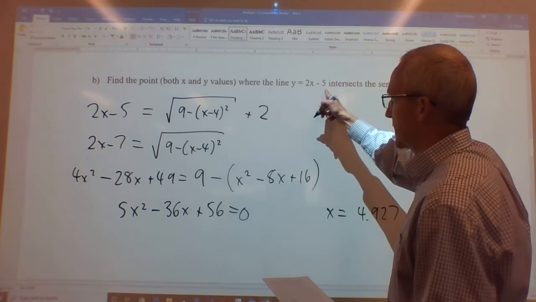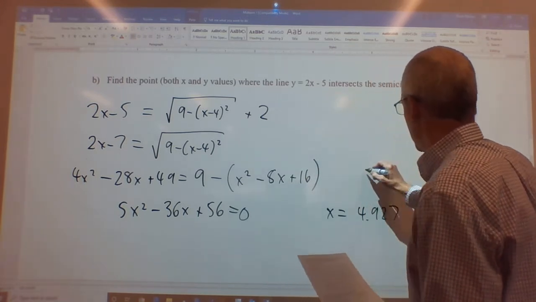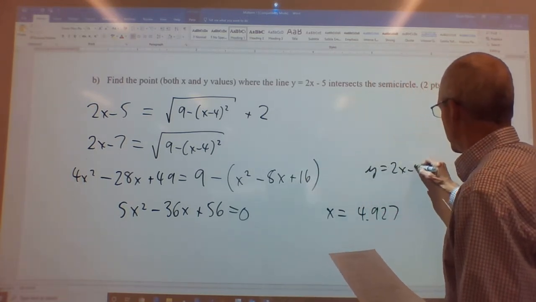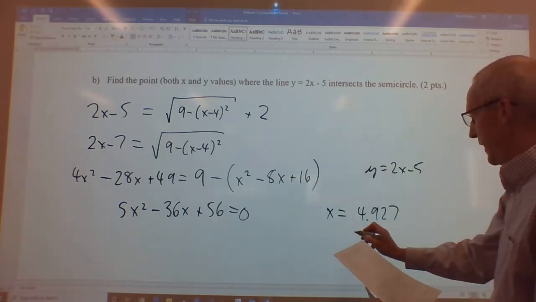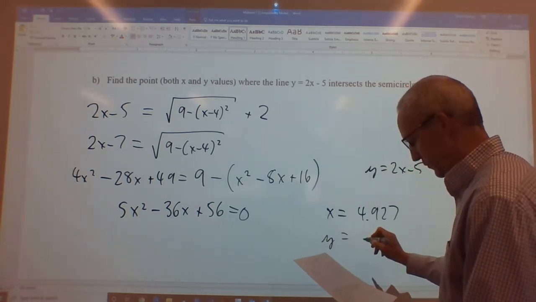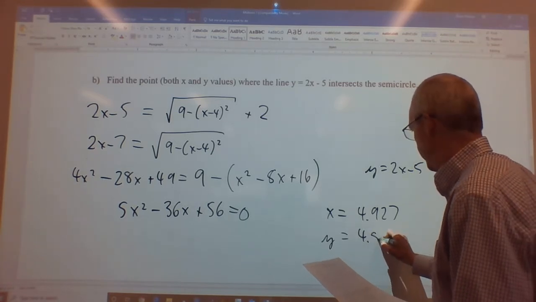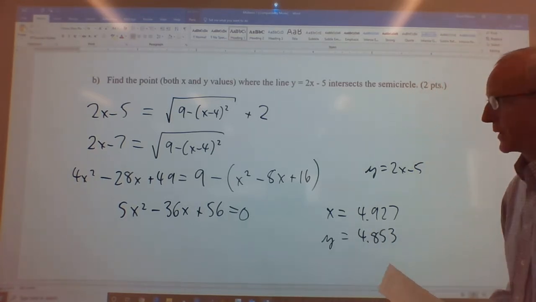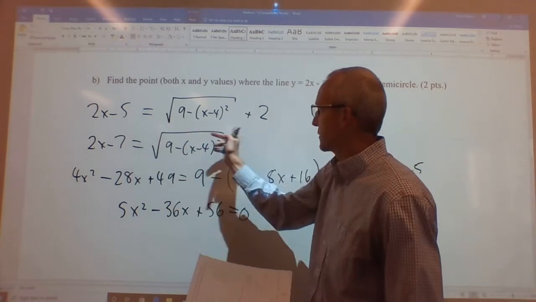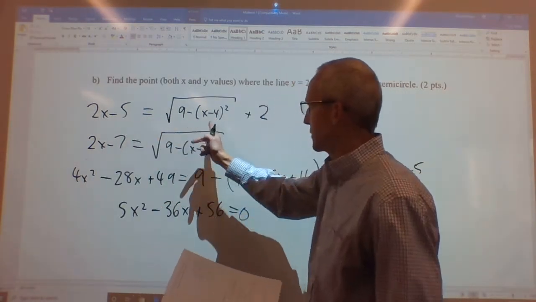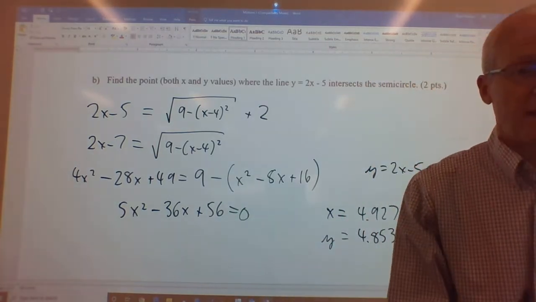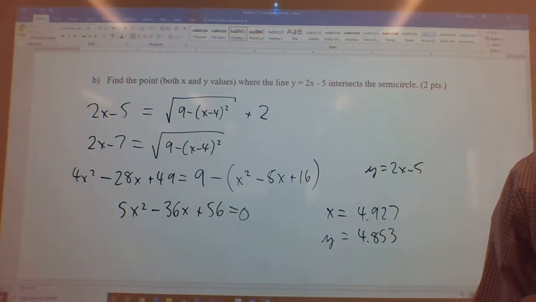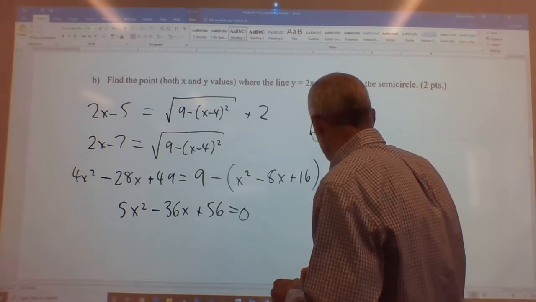And when you know x, you can figure out what y is, because y is 2x minus 5. So you plug that into y equals 2x minus 5. Or you could do the semicircle one, but this is a lot easier. And I got that the y value was 4.853. But the tricky part was, of course, you had to write the semicircle correctly. Line equals semicircle, square things, do all the algebra correctly, get all the x's right, and then use the quadratic formula.